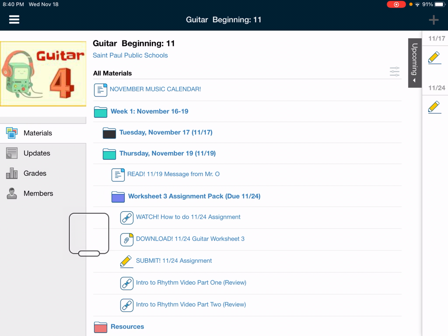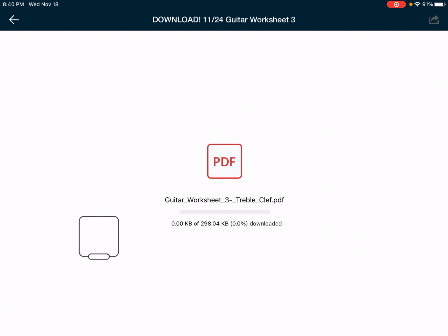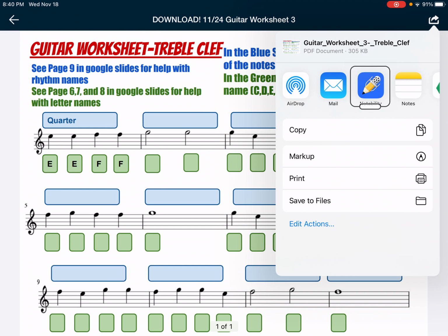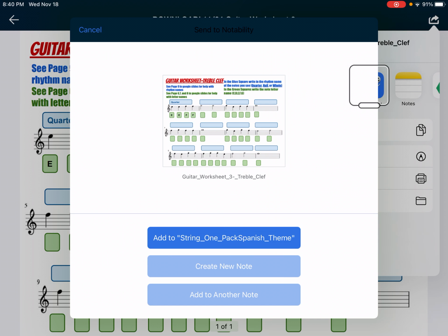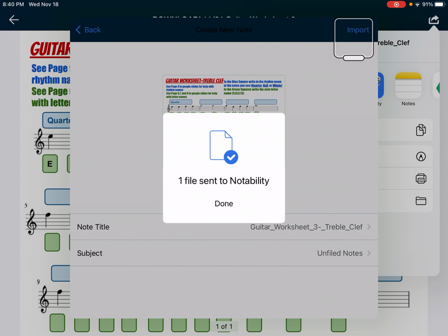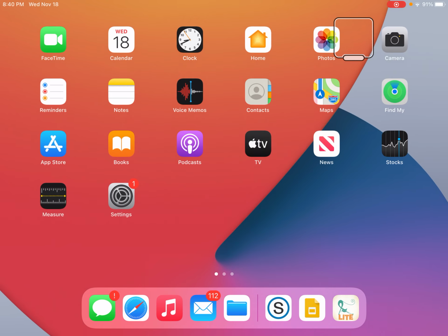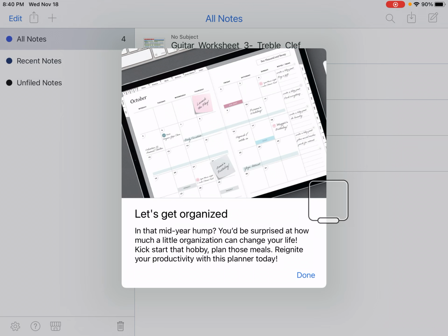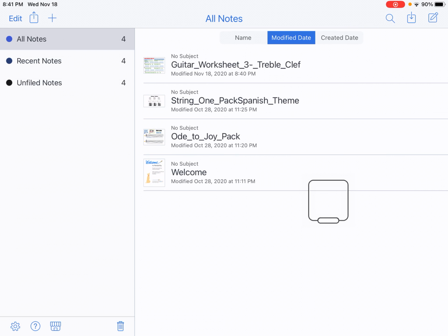All right, so this is what we're going to do. We are going to first download our sheet and move it to Notability, like we always do. Here's our worksheet that we're going to have to turn in. We're going to go up to the arrow. We're going to transfer that to Notability. Create new note and import. All right. So I'm going to go and open that in Notability, and let's take a look at our worksheet.